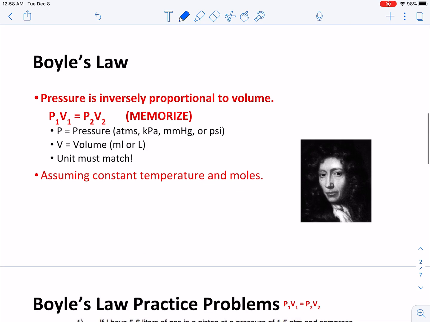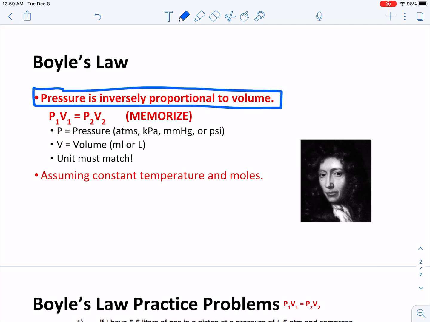All right, and we discussed Boyle's law. This is the first of the gas laws that we covered. It's looking at the relationship between pressure and volume, and again, it states that pressure is inversely proportional to volume. In other words, when one goes up, the other goes down. You write the equation like this. You don't have to memorize this. This will always be provided to you.